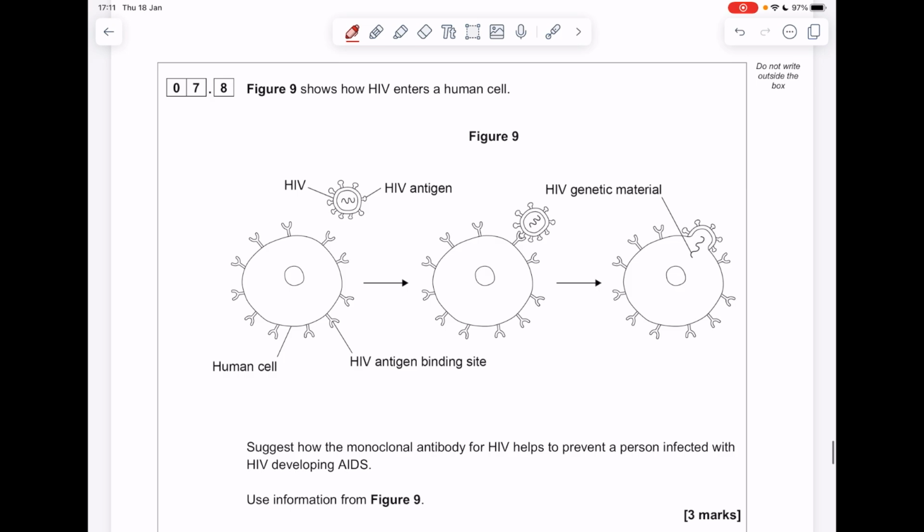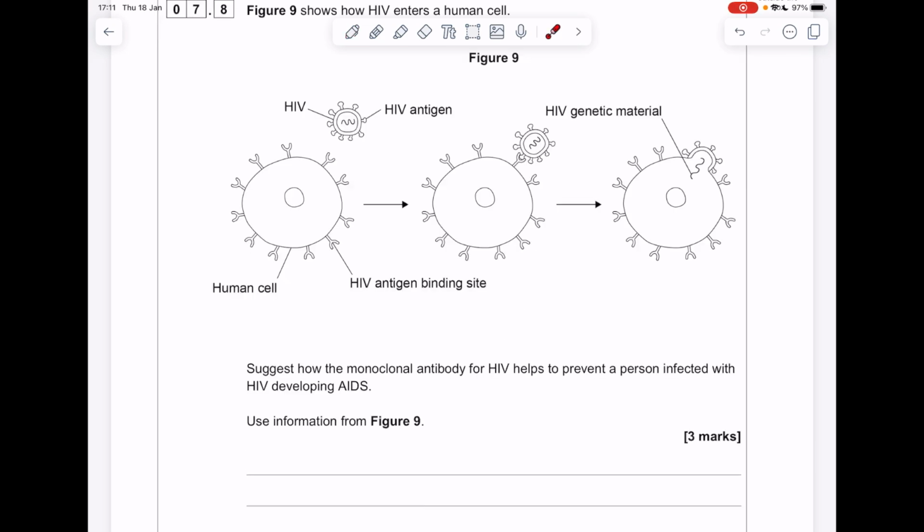Figure 9 shows how HIV enters a human cell. So here are the small protein molecules on the edge of that human cell, known as an antigen binding site. The HIV itself has small molecules called antigens on the side of it. You can see how that HIV antigen is complementary to this binding site. And then that HIV virus has injected its genetic material into our human cell, therefore infecting it.